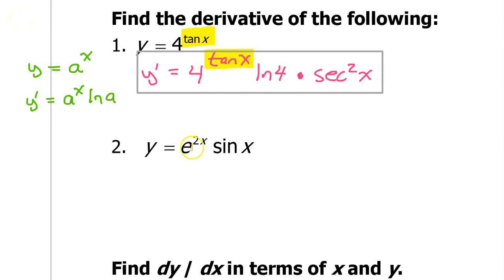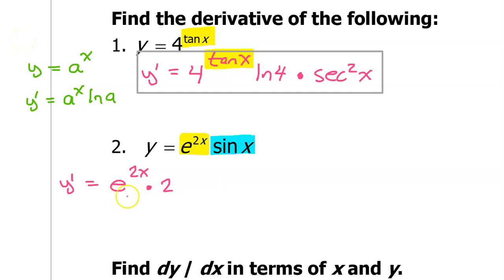For problem number 2, we have to do the product rule because we have this yellow function times the blue function. So as I do y prime, I will first take the derivative of the yellow function. So the derivative of e to the x power is e to the x power. But we have to do the chain rule right now because we don't just have x, we have 2x. So we have to multiply by the derivative of the inner function 2x, and that's just 2.